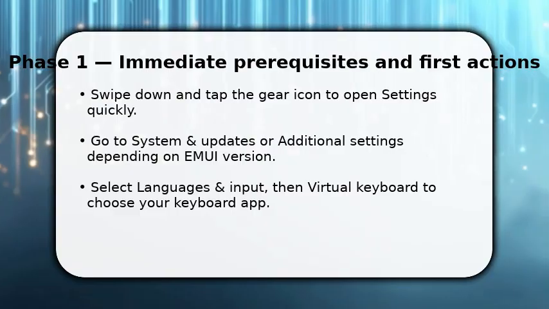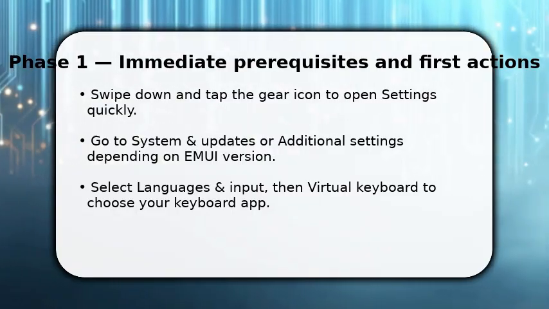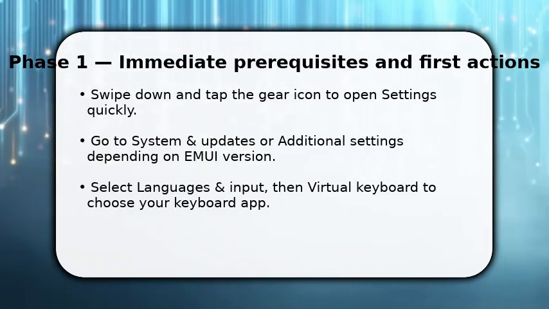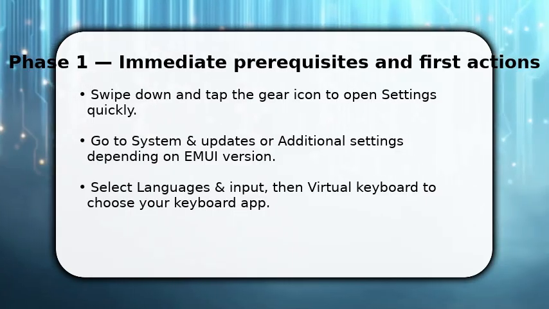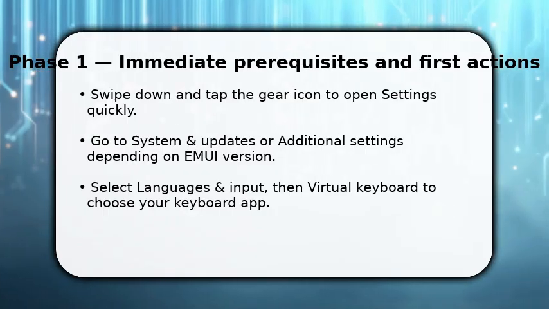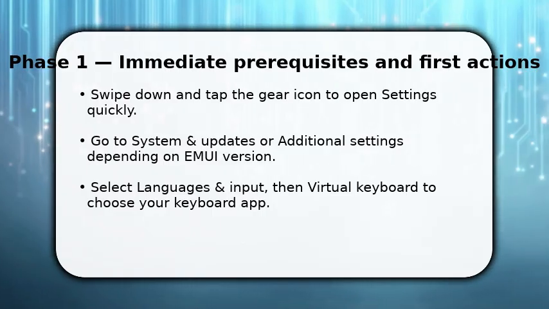You start by opening the keyboard settings on your Honor Pad 9. This gives direct access to autocorrect controls. First, swipe down and tap Settings, then navigate to System and Updates or additional settings depending on your MIUI version. Once there, choose Languages and Input and tap Virtual Keyboard to pick the keyboard app you use.